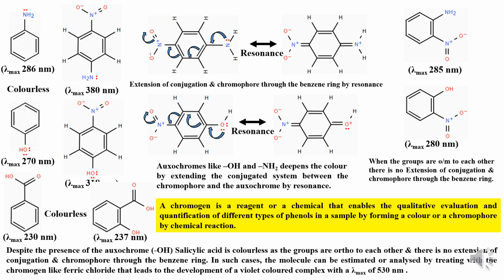So here you can do two types of analysis. One is identification. You can identify the salicylic acid based on the complex color that is formed on treating with ferric chloride reagent, and the lambda max, as the colored complex absorbs at 530 nanometers. So a chromogen can be utilized both for qualitative analysis as well as for quantitative analysis.